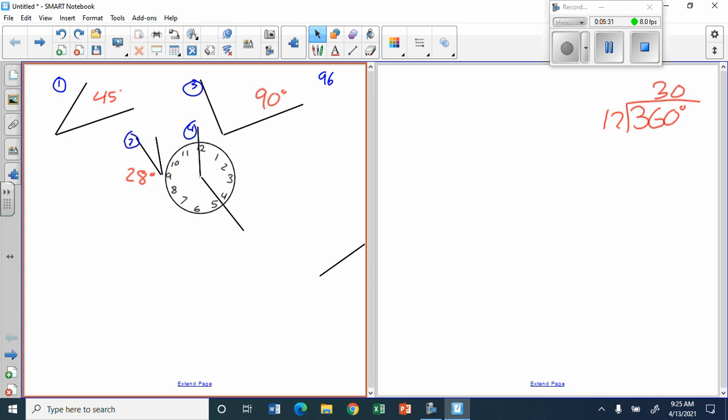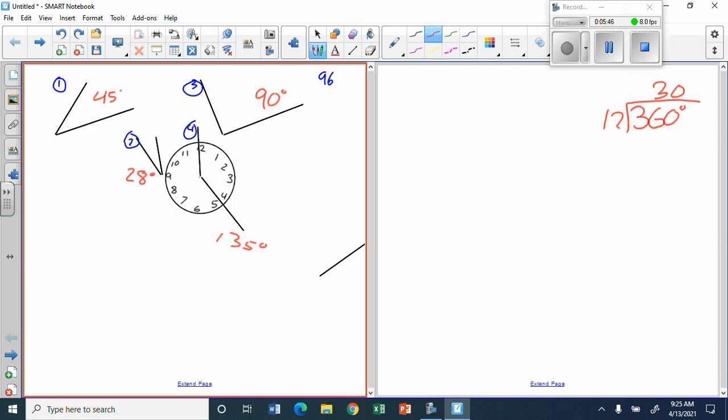You know what? I don't even need those. I just need it here. So here we got 1, 2, 3, 4 full. 4 full would be 120. Halfway between would be about 135 degrees. So an estimate here is about 135 degrees.